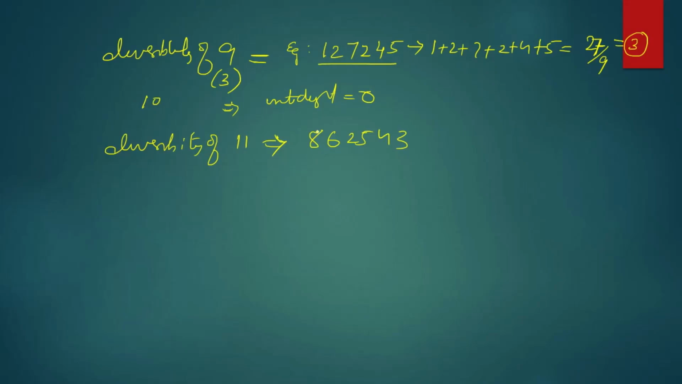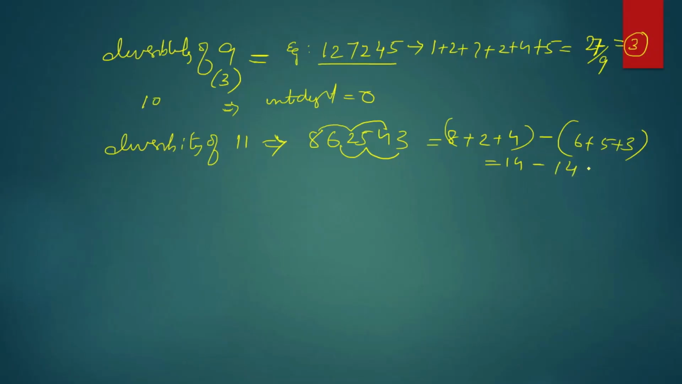86253. In the divisibility of 11, you have to add the alternate numbers. First you have to add the alternate numbers: 8 plus 2 plus 4 is equal to 14. Then minus the sum of the other alternate numbers, 6 plus 5 plus 3. Here we get 14.